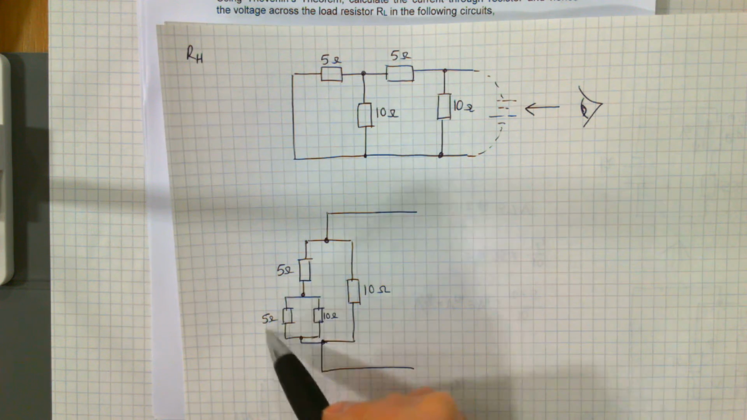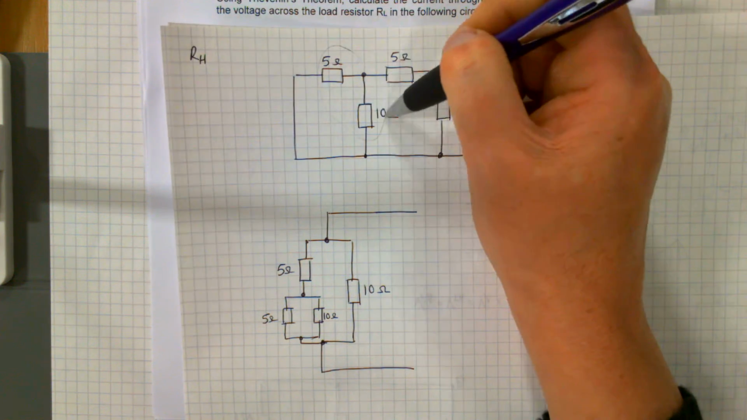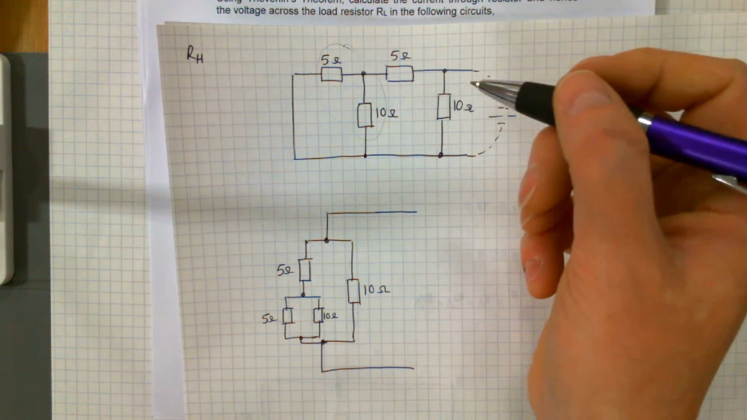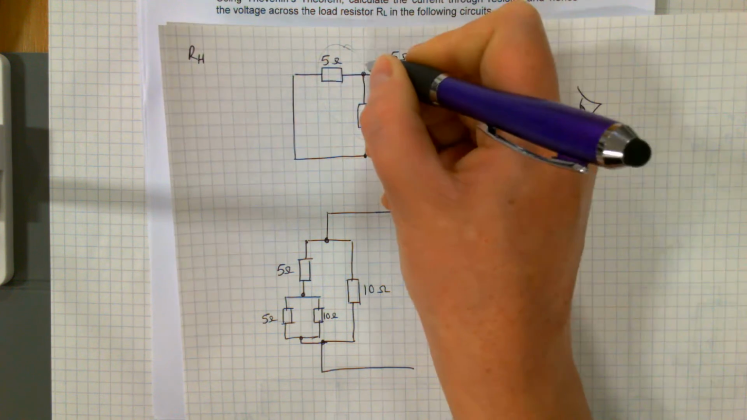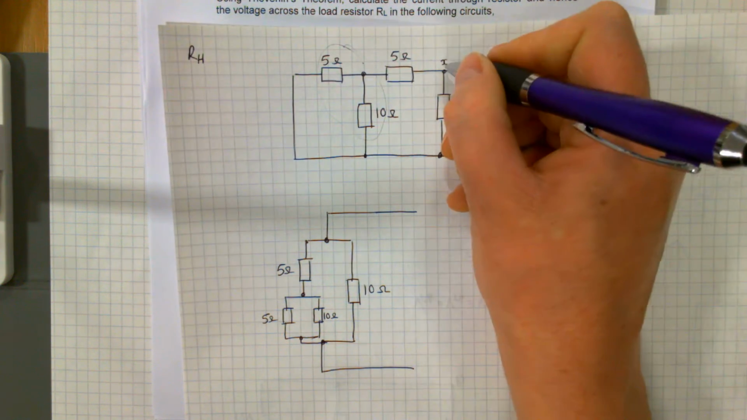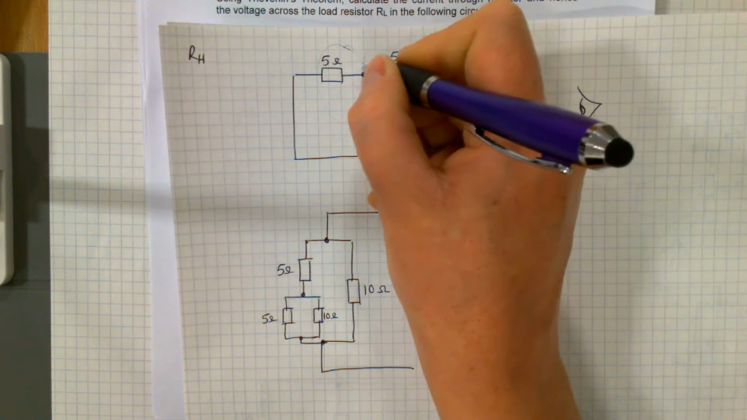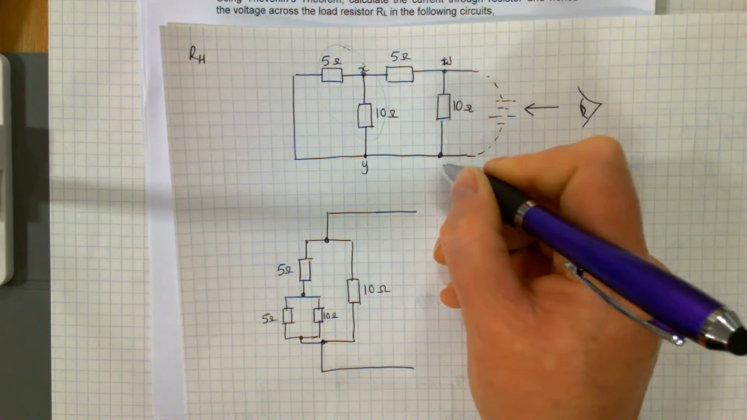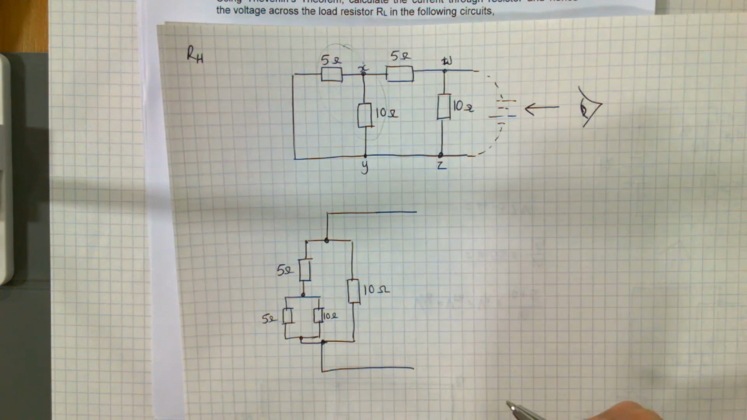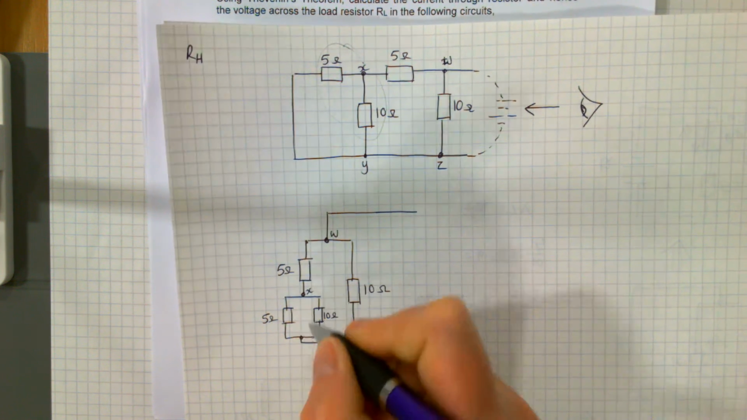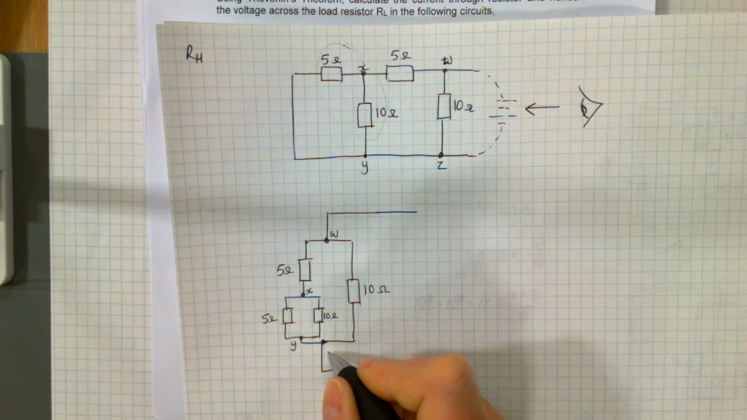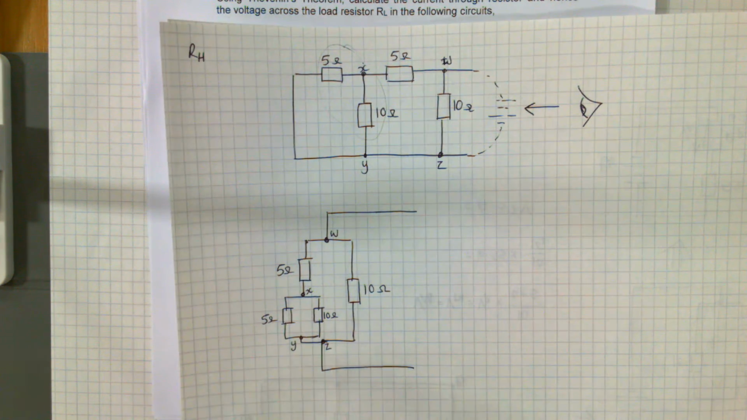This 5 and 10 down here, or this 5 and 10 here. So if I labelled my junctions, for example, say I labelled that junction W, X, Y, Z. Say I went for that. Then that's W, that's X, that's Y, and that's Z. If you're looking at the same thing.